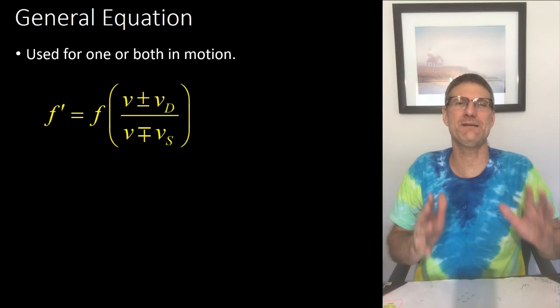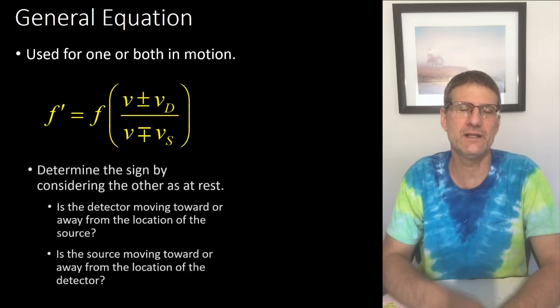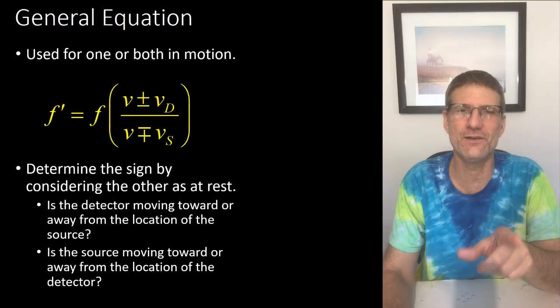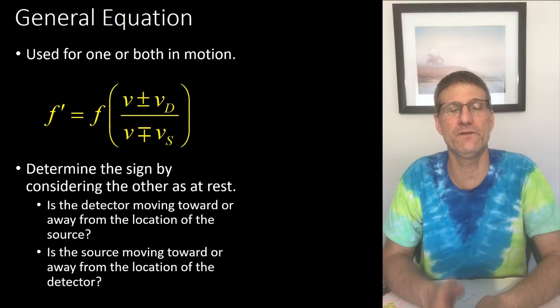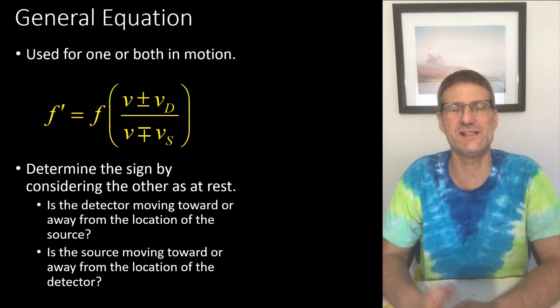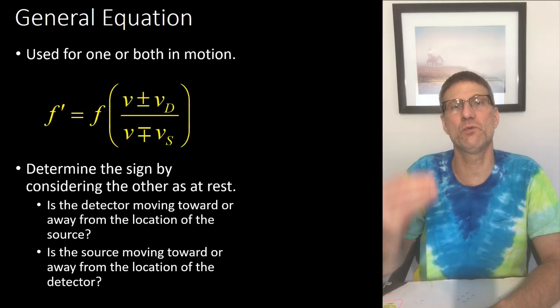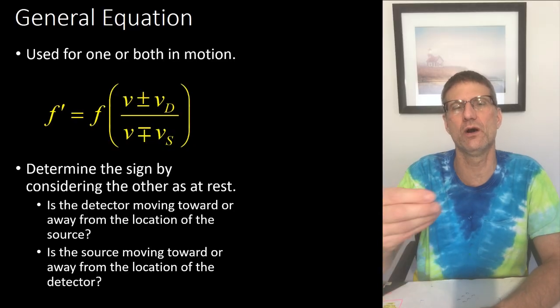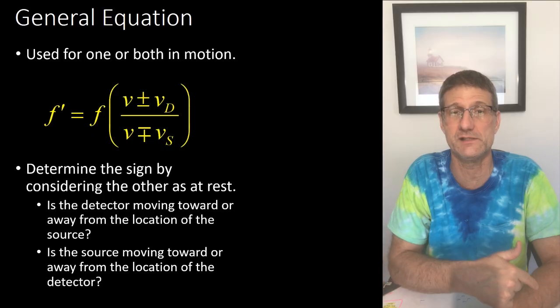Now, it can seem to be a little bit tricky. Then, well, how do I choose what sign to use? Well, it's really just this simple. Consider the opposite object to be at rest. For example, if we want to determine which sign to use for the detector, just consider the source to be stationary. And is the detector moving toward the location of the source or away from the location of the source? And choose the appropriate sign, as we've already discussed.